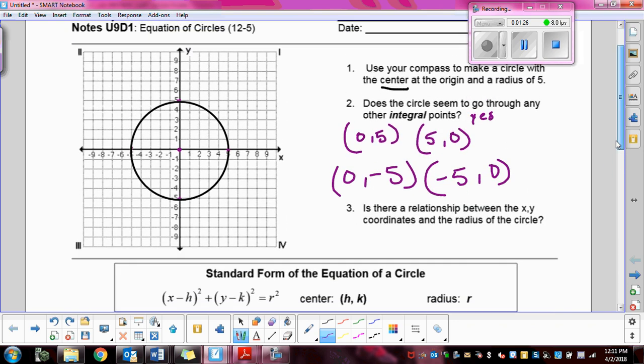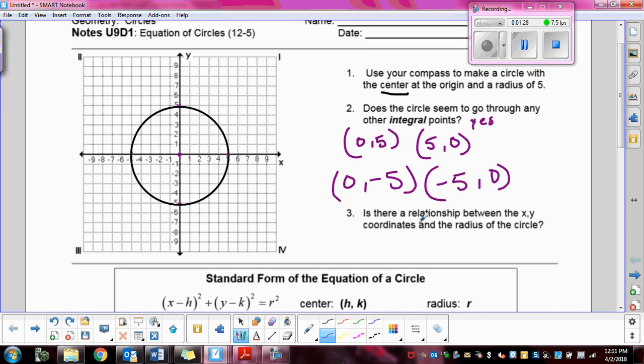Is there a relationship between the xy coordinates and the radius of the circle? So try to answer this question.